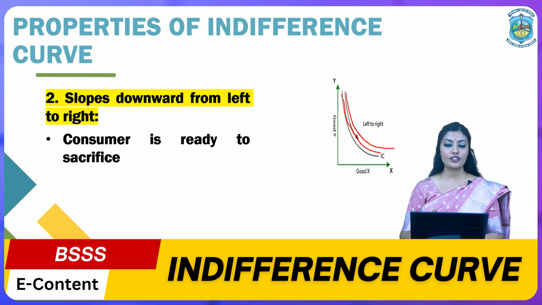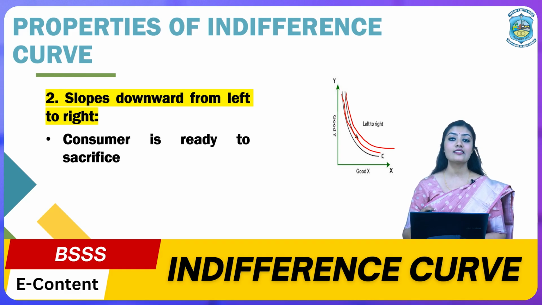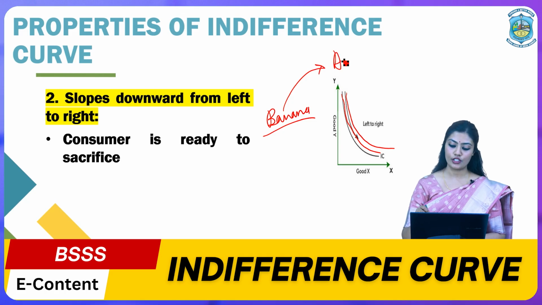The second property is that the indifference curve slopes downwards, that is from left to right. This is because a consumer is ready to sacrifice more and more units of a good so that he can get an additional unit of another good. In this particular example, we studied that a consumer is ready to sacrifice more of banana so that he can get an additional unit of apple. And because of this only, the shape comes convex in nature, moving downwards, that is from left to right.